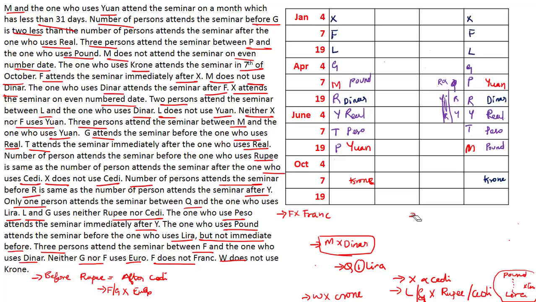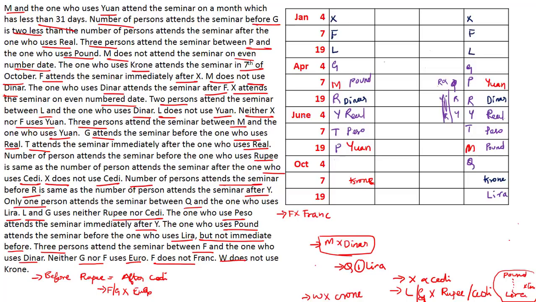See here, the next information is very clearly said: after pound, lira has to be placed, but not immediately after. So pound is here, lira cannot be placed here. Only one possibility, that lira has to be here, because lira cannot be immediately after pound. So lira has to be at this particular place. Now between Q and lira, there is a gap of 1 person, 1 place. So Q has to be placed at this particular place. I hope you got it.